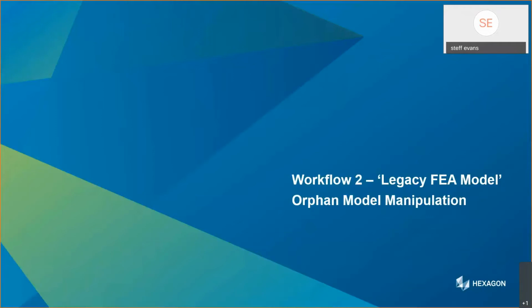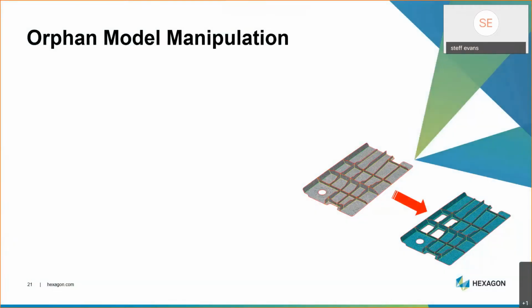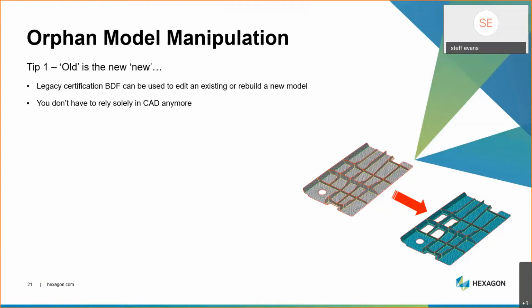Okay, so one final part of the workflow, looking at orphan model manipulation, and this is where you've got legacy BDF definition or legacy FEA model. So tip 1, old is the new, as it were. So you might have a legacy certification BDF. Typically speaking, Nastran or external FEA data isn't always stored with CAD geometry. So if you've got the FEA model, don't worry. You can build and manipulate as you see fit.